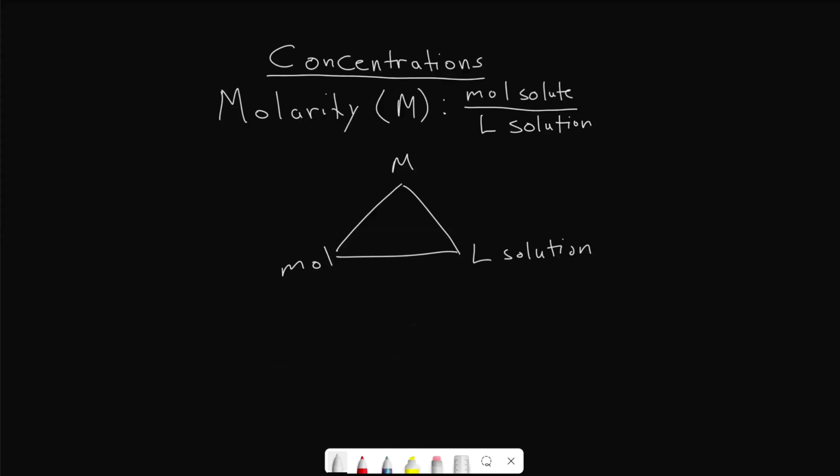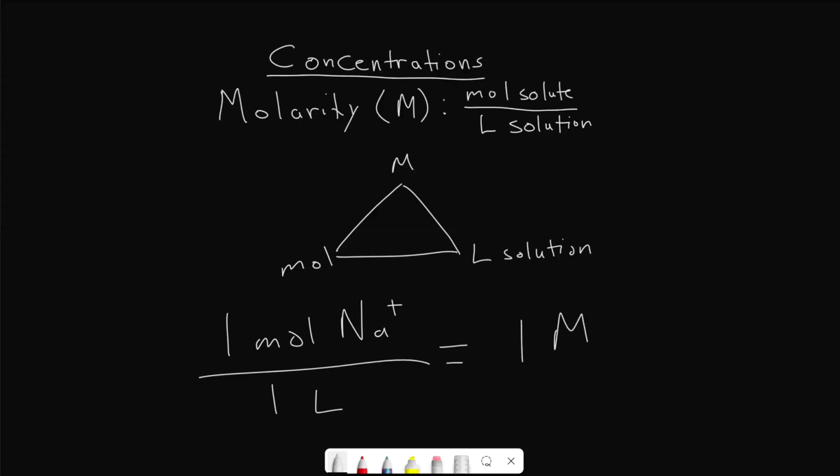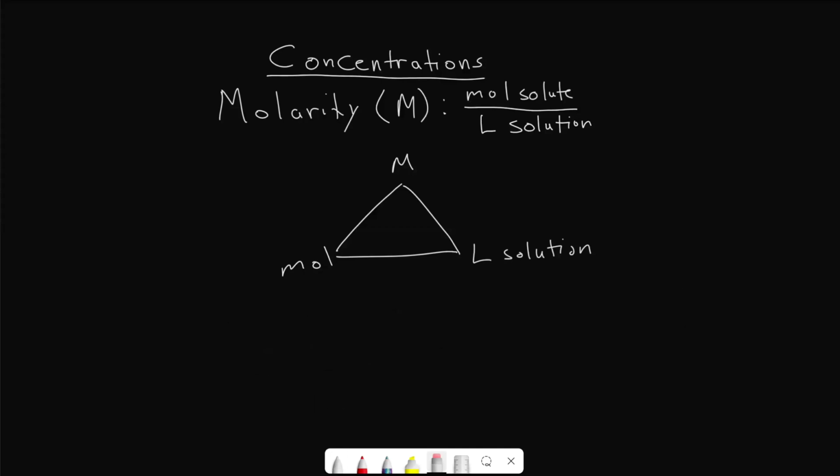All right, so I'll give a quick, easy example of this. If I was to take 1 mole of sodium and put that in 1 liter of solution, then really easy, this is going to be 1 molar sodium. This is very simple to understand, hopefully, based off of what we've said already. So why don't we move into something a little bit more complicated just to really get the brain working, get the gears going.